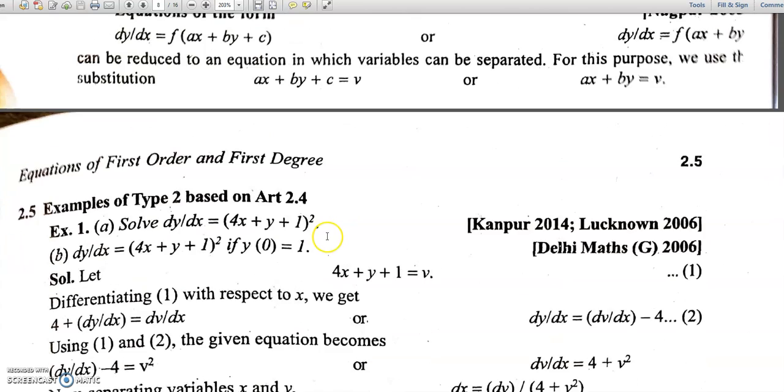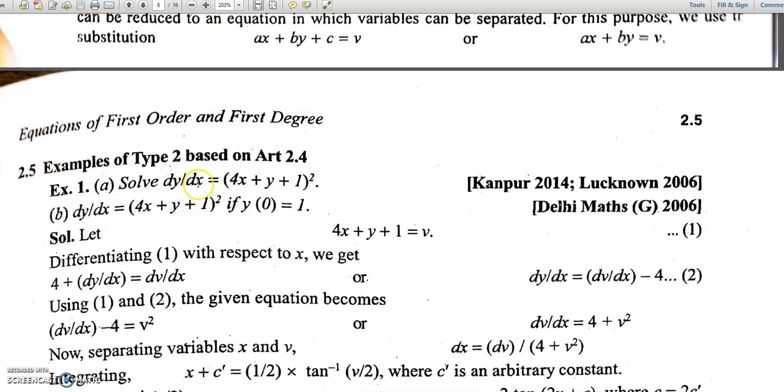Suppose we consider this equation, solve dy/dx equal to (4x plus y plus 1) whole square. So we assume 4x plus y plus 1 equal to v. Now if we differentiate with respect to x, what do we get? 4 plus dy/dx equal to dv/dx. So dy/dx equal to dv/dx minus 4. Now the left hand side, in place of dy/dx we can write dv/dx minus 4, and the right hand side will be v square. So dv/dx equal to 4 plus v square.